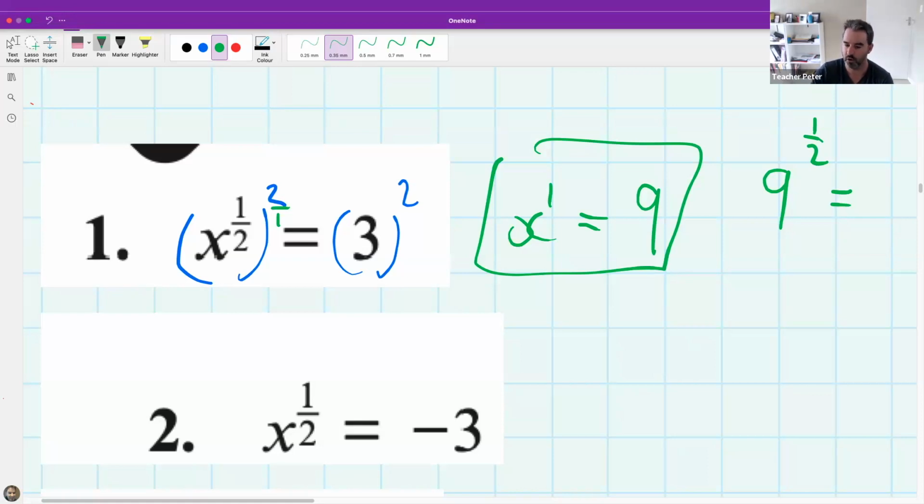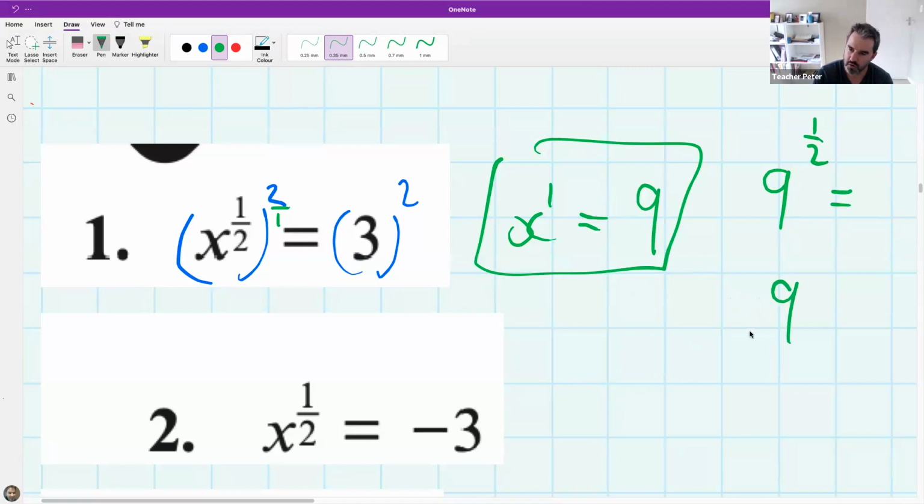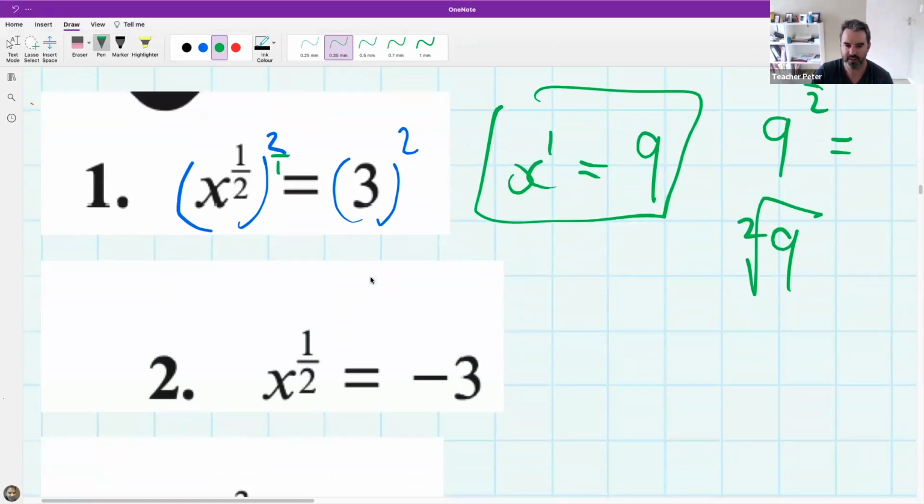Yeah, you get 3, because what you know is 9 to the power of a half is actually the same as the square root. And so that makes sense that it would be 3. And so we know it's a solution. Okay, so that's an example.